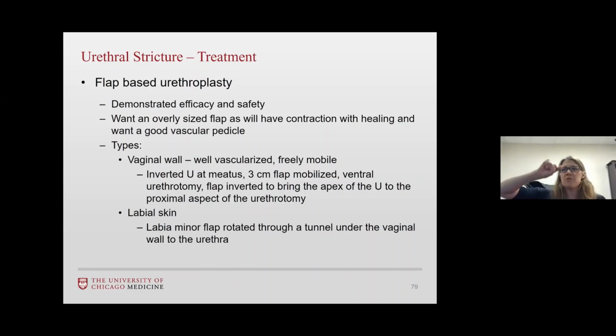And if you can imagine, if you do an inverted U, and then you open up your stricture, you take that apex and flip it down to the apex and then kind of roll it back up. So like the top gets brought down into the stricture and then it gets rolled up and in, and then you close up over it, if that makes some sense. You can also use some labial skin that's been described.